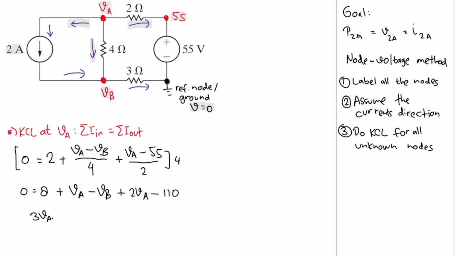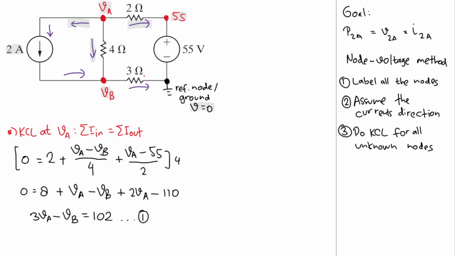And then minus VB. And then I will have 8 minus 110. That will be minus 102, right? So we will have this equal to 102, right? 8 multiplied by minus 1 is 10. Yeah. Okay, I think that's good. Let's have this as equation number 1. This is from KCL at VA.